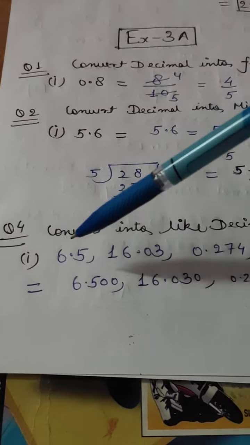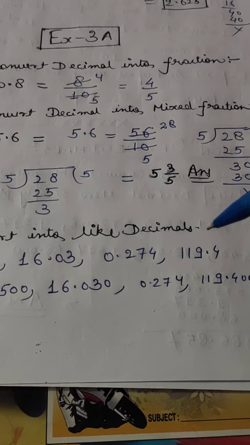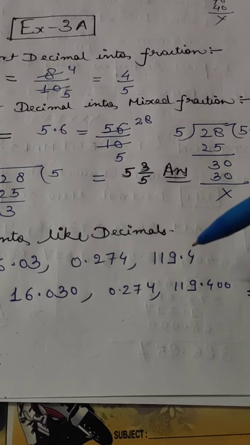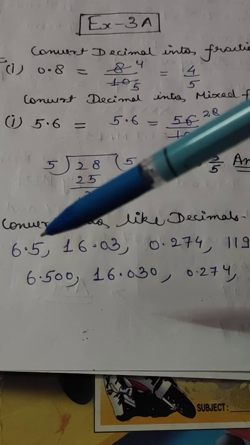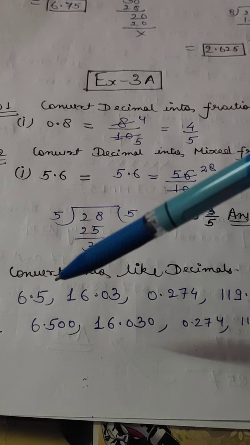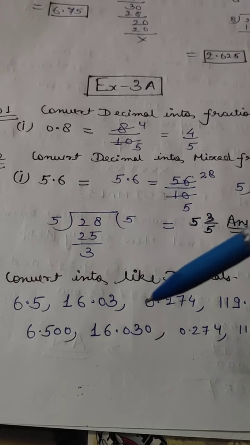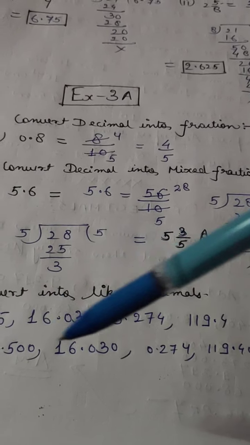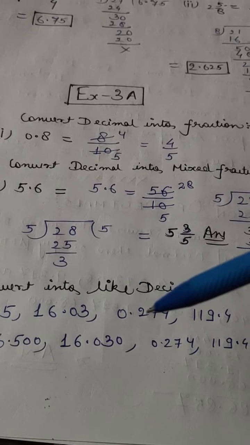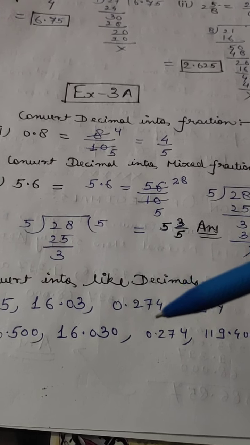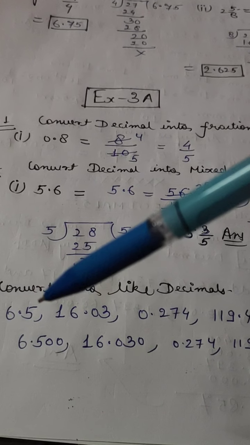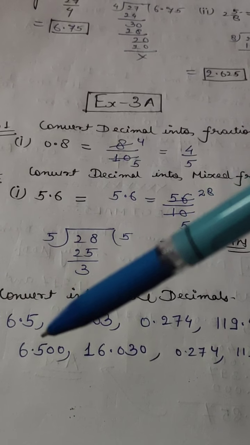Next one is question number 4. Convert into like decimals. You have been given 4 decimals and you have to convert them into like decimals. What are like decimals? Those decimals which have the same number of decimal places after the decimal point. So first check which among them has the highest number of decimal places. This number, how many decimal places does it have after the decimal? 3 decimal places. So we have to convert the remaining numbers also to 3 decimal places.